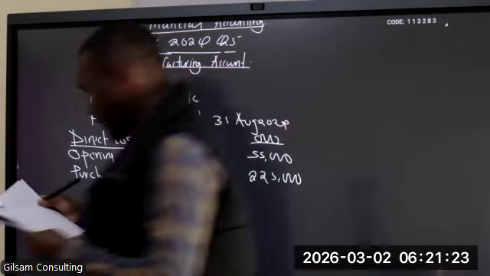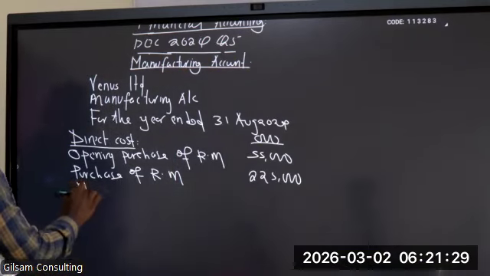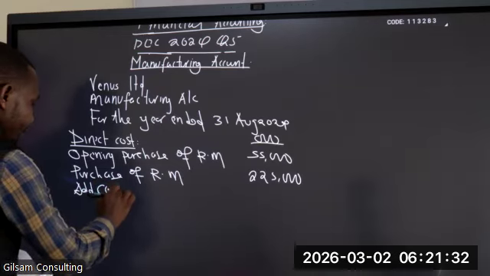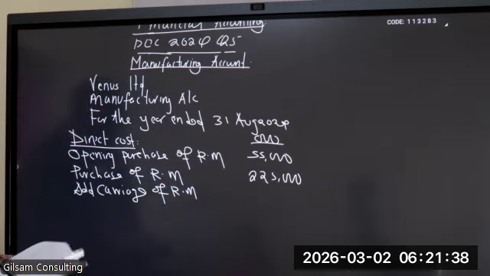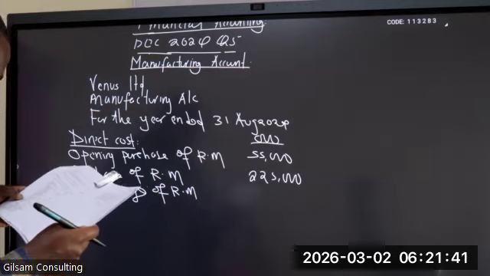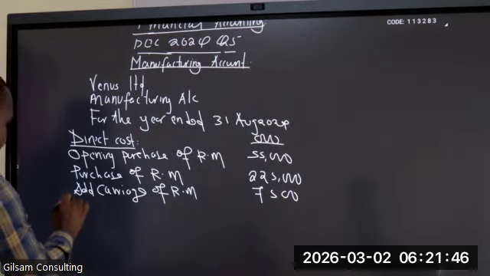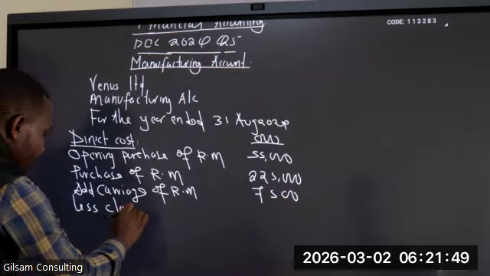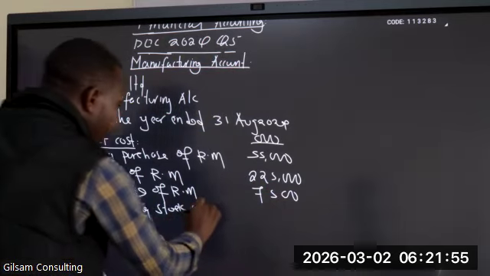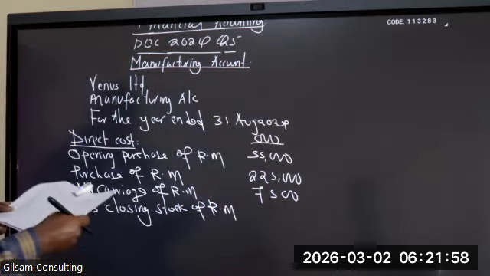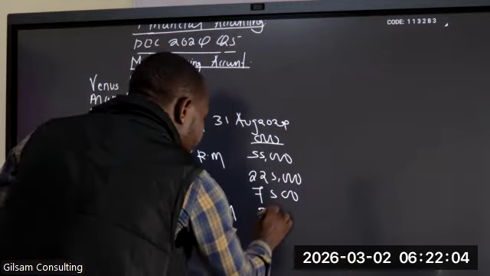Closing stocks of raw material. Before that closing stock, there is a carriage in one. Add carriage of raw material. So there is a transportation of raw material, 7,500. There's closing stock of raw material in additional information number 2, 30,000.